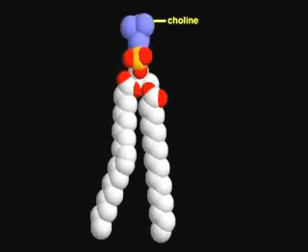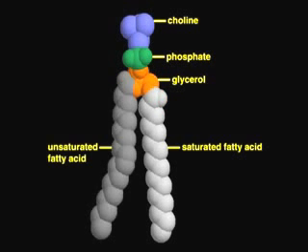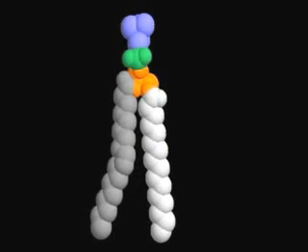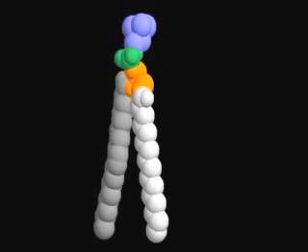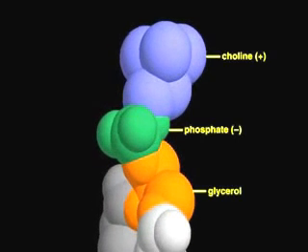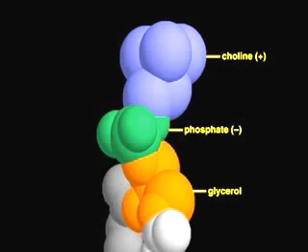Phospholipids contain a head group, choline in this case, that is attached via a phosphate group to a 3-carbon glycerol backbone. 2 fatty acid tails are attached to the remaining 2 carbons of the glycerol. The head groups and the phosphate are polar, that is, they prefer to be in an aqueous environment.